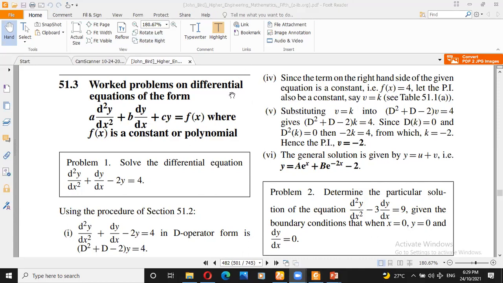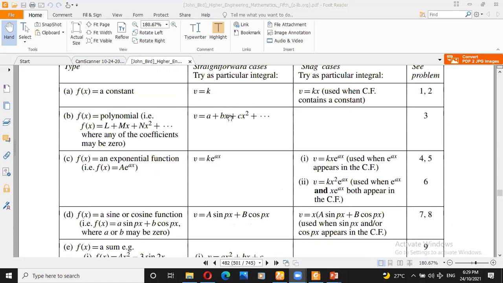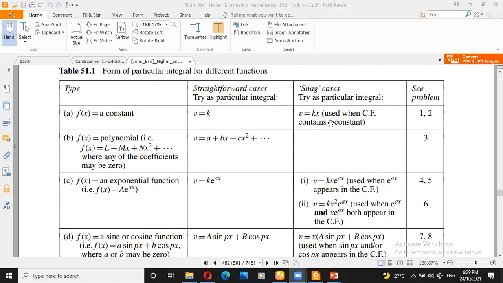Sir, there's a question. How did you get ax plus b for the last polynomial, or is it a constant? Yes, I'll zoom it. Look at my screen. F of x is a polynomial. In the problem, we are given the differential equation, and our f of x is 3x minus 2. So we are going to assume a polynomial of the same order. That is why we assume ax plus b.